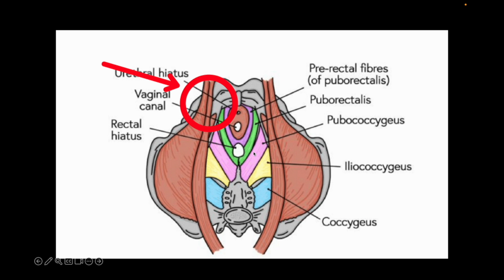So pubococcygeus, puborectalis, and then iliococcygeus goes from the ilium around here to the coccyx. And then coccygeus is the one just at the back. I don't think they're going to ask you these, but just good for you to know.